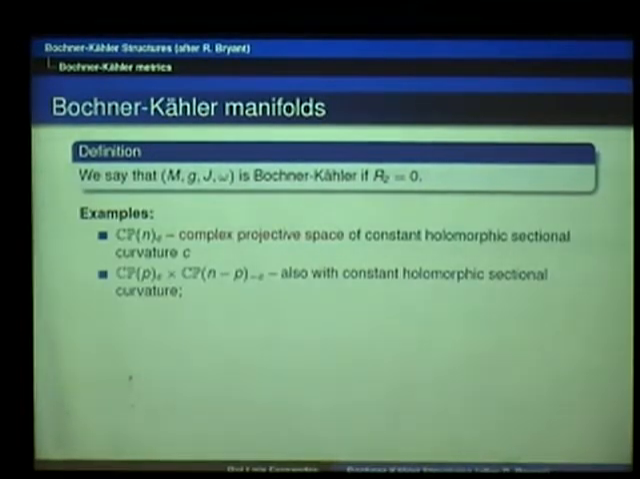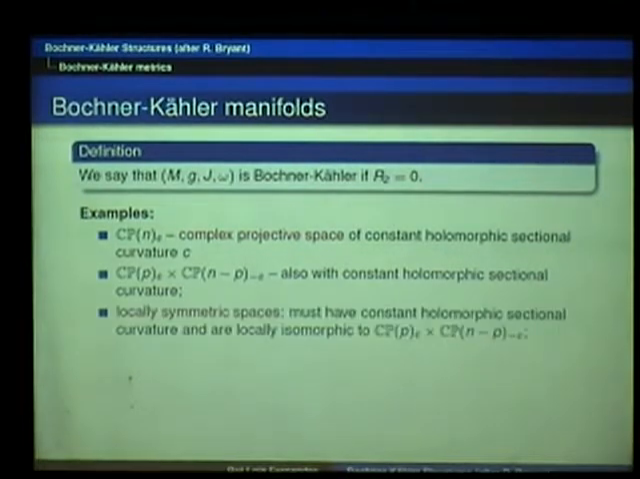So examples of these are not that many. They were actually quite scarce until this paper of Bryant appeared and clarified the issue a bit. So we have complex projective space with some constant holomorphic sectional curvature. We can take a product of two of them, provided we pick the sectional curvatures appropriately. If we take a locally symmetric space and we ask if it is Bochner-Kähler, you'll see the only examples are actually those, or, of course, open sets in there. So they are locally isomorphic to that.